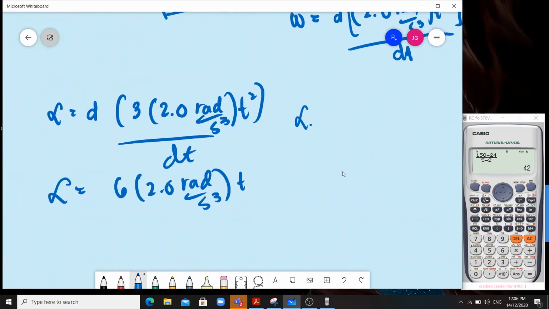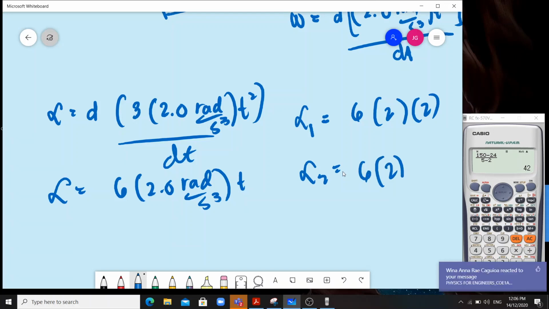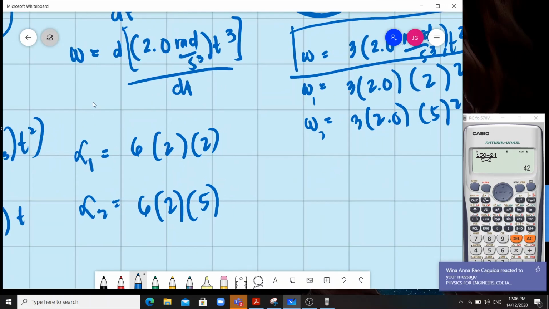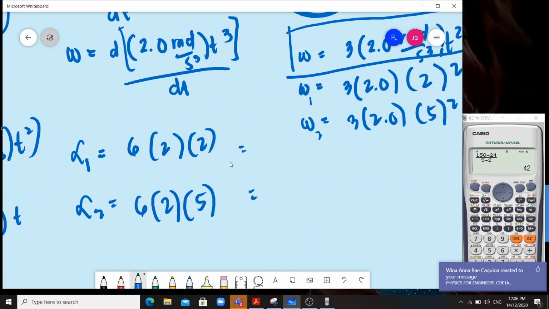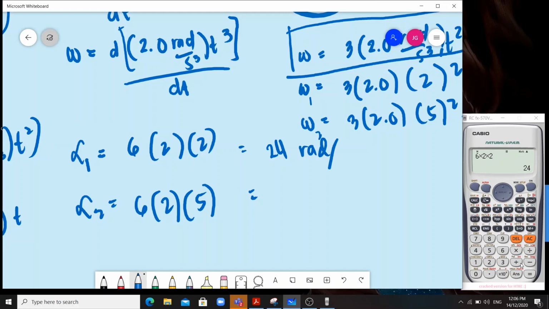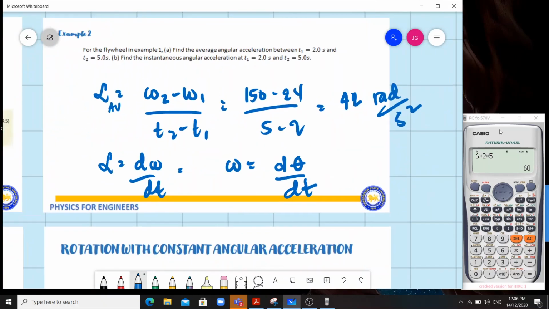So, our alpha 1 is 6 times 2 times 2, and our alpha 2 is 6 times 2 times 5. That is equivalent to 24 rad per second squared for alpha 1, and 6 times 2 times 5, that is equivalent to 60 rad per second squared. Okay. So that is how you answer example number 2.